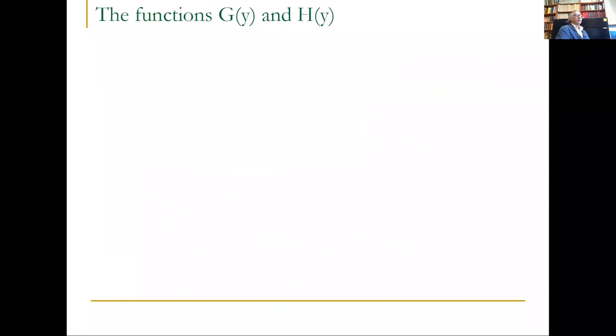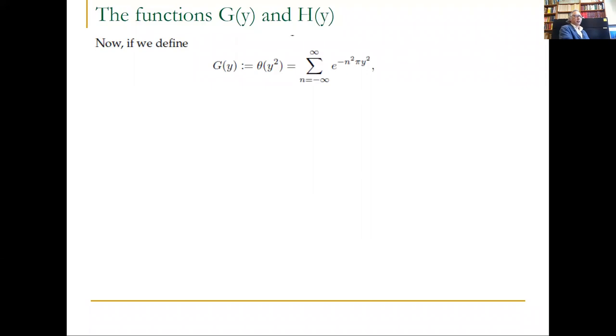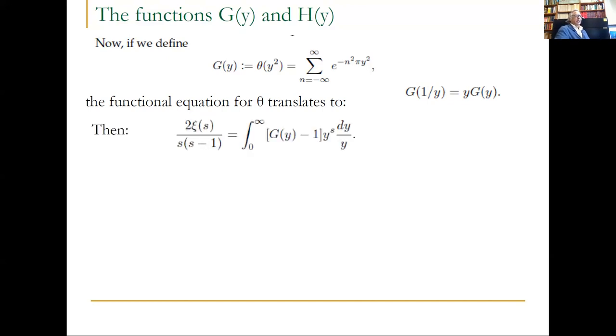Now the functions g of y and h of y. If we change the variables, instead of looking at theta of y, you look at theta of y squared and call that g of y, then the functional equation for theta translates to g of 1 over y equals y times g of y. You remove the ambiguity of the square root sign. This is, I suppose, one of the motivations for making this change of variable. Then you can rewrite your xi of s as 2 xi of s, s minus 1, integral from 0 to infinity, g of y minus 1, y to the s, dy over y.